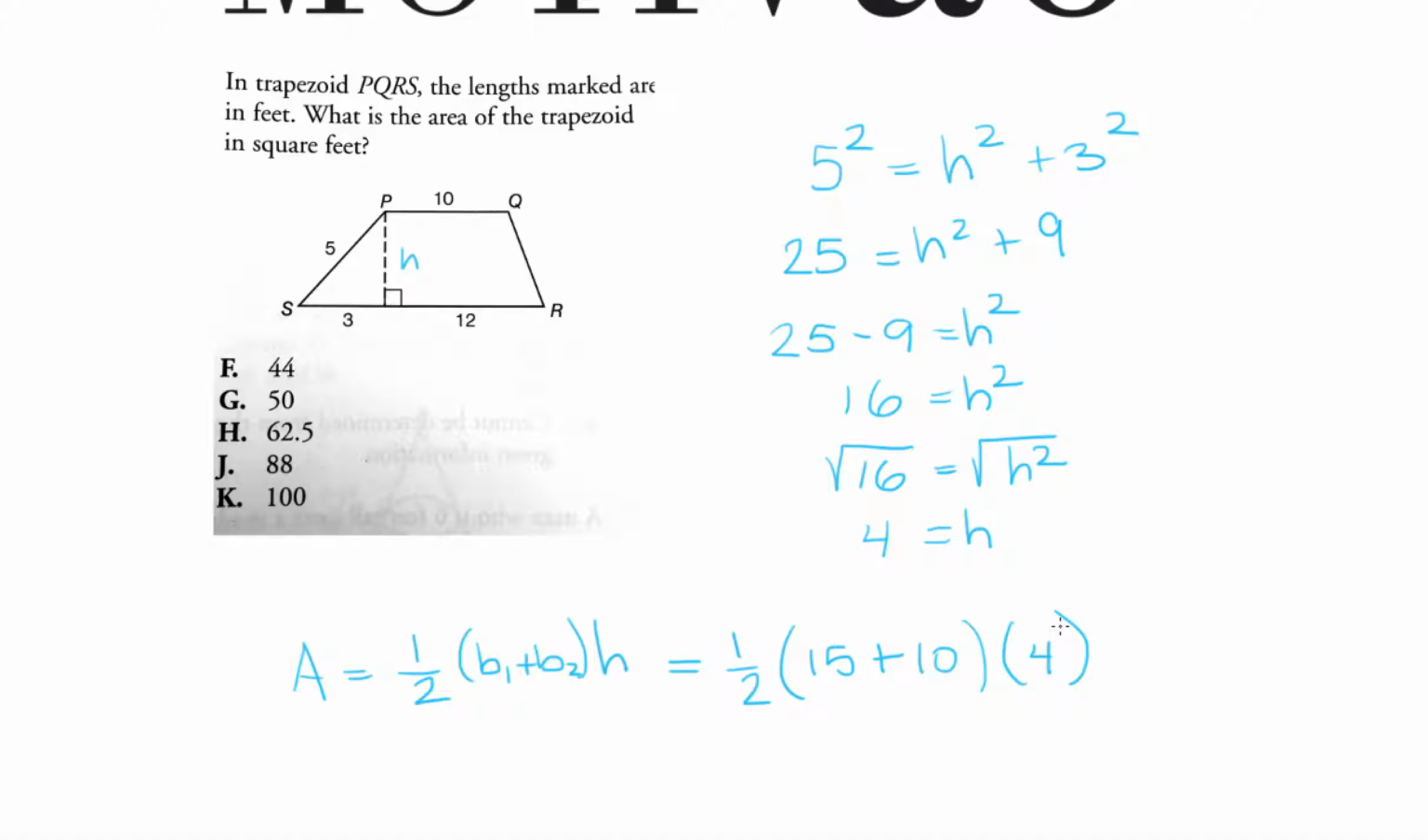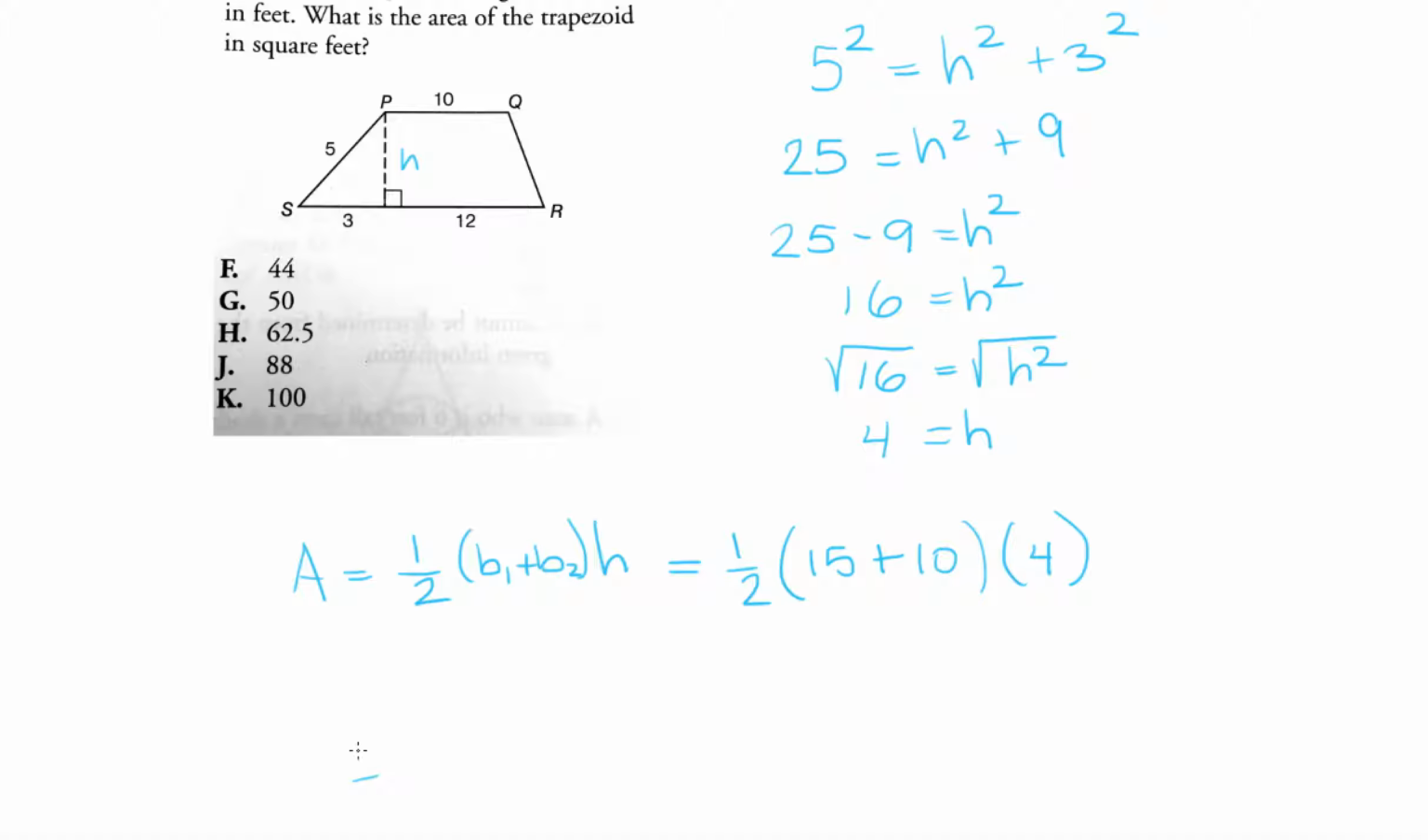Okay, so continuing, this is 1/2, 15 plus 10 is 25, times 4. Okay, now what will be the strategy here? Yes, you can multiply 25 times 4 and then divide by 2. But how about if we divide by 2 and then multiply by 25?